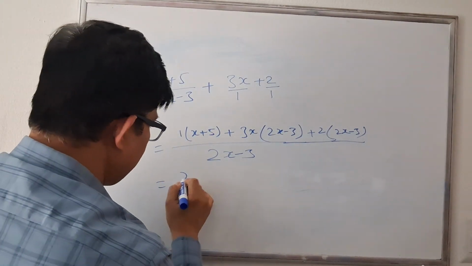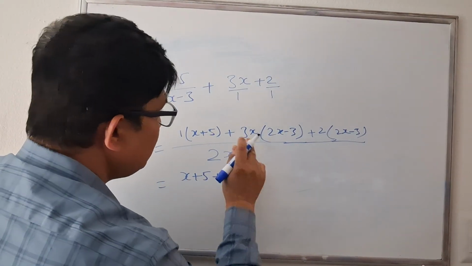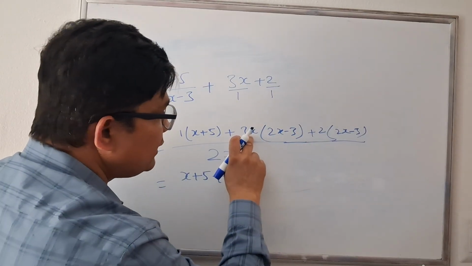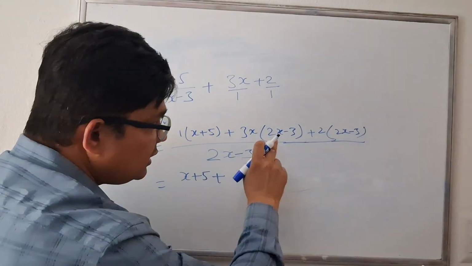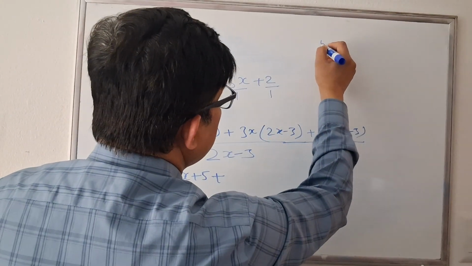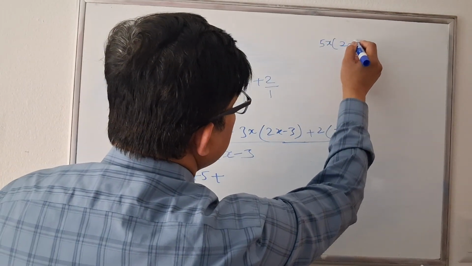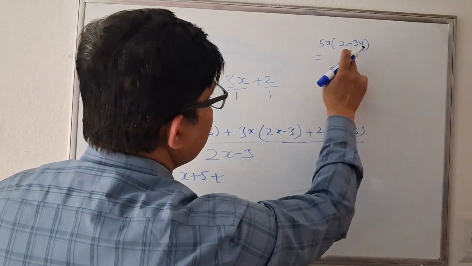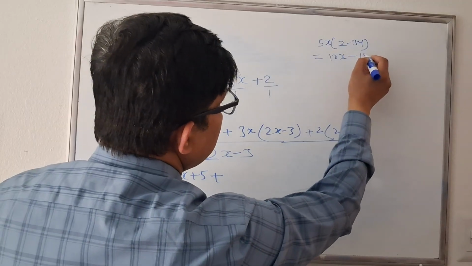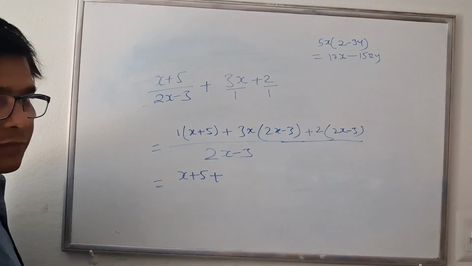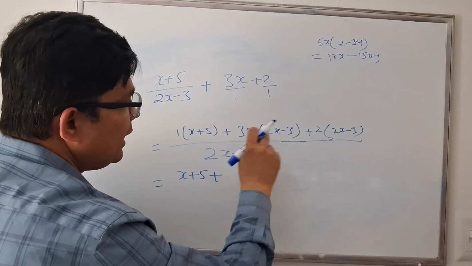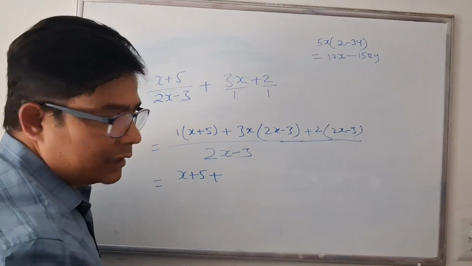So now this will be x plus 5 and this will be, now since these two terms are inside the bracket, it means I have to multiply 3x to both of them, not just 2x. Let's say 5x times 2 minus 3y, it means you have to multiply 5x to both terms. So this will become 10x and then minus 5 times 3, 15, xy. Got it? So always remember, whatever is outside, you have to multiply that to all the terms inside the bracket.